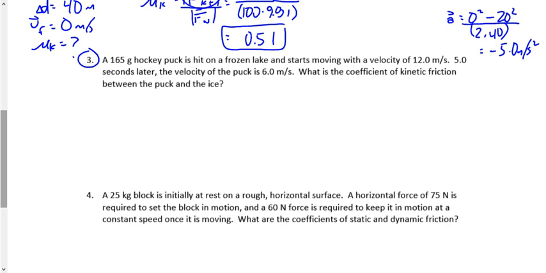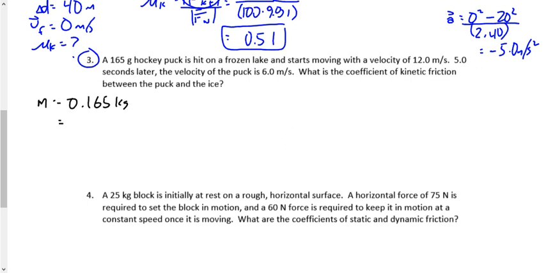So a 165-gram hockey puck is hit on a frozen lake and starts moving with a velocity of 12 meters per second. 5 seconds later, the hockey puck is moving at 6 meters per second. What's the coefficient of kinetic friction between the puck and the ice? What's my mass here? Not 165 grams, rather it's not 1.65, 0.165. We're going to divide by 1,000, so 0.165 kilograms.